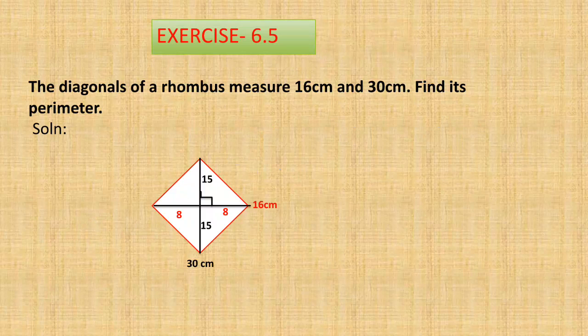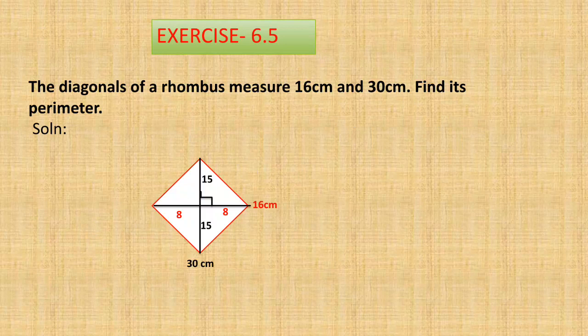Next, the vertical line measurement is 30 cm. Here also the same thing: the horizontal line is dividing the vertical line. So, 30 is divided into two parts, 15, 15. One 15 is the top of the diagonal, another 15 is the bottom of the diagonal.